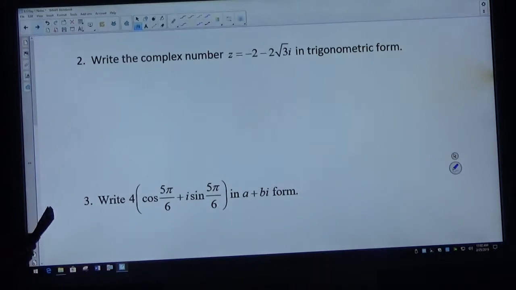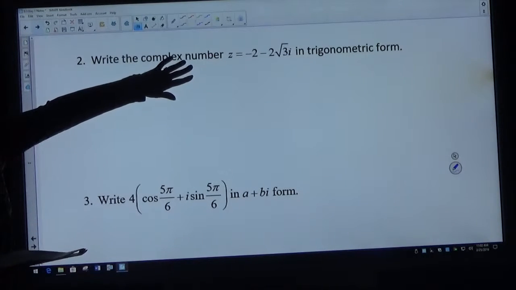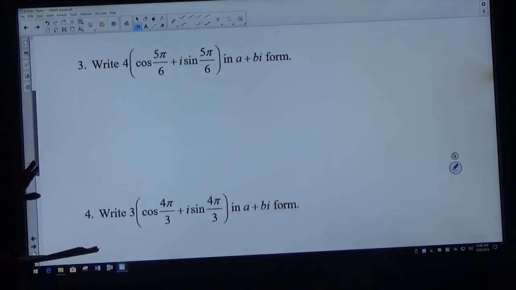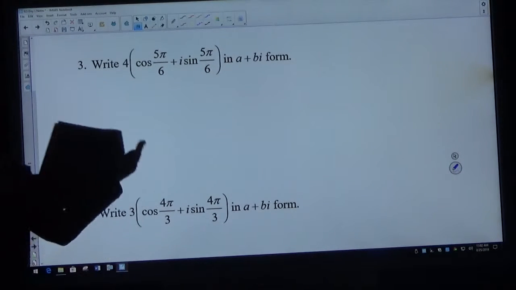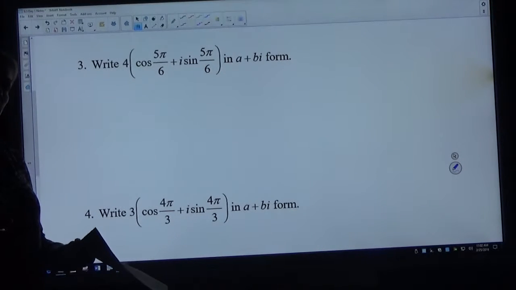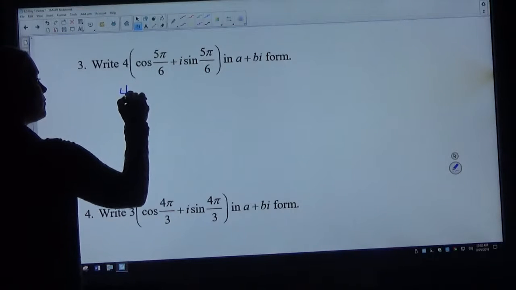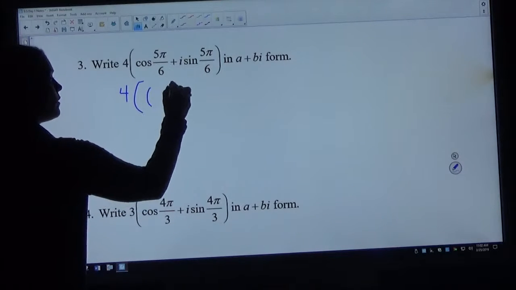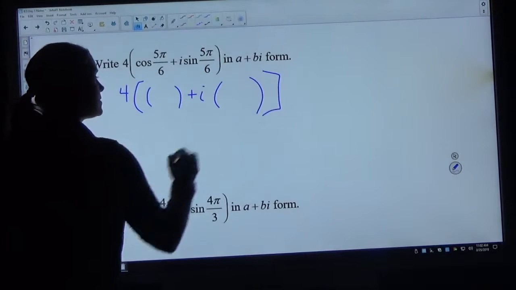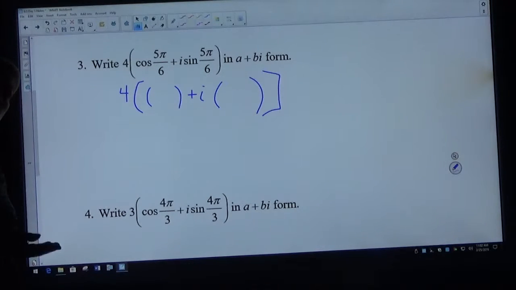All right, flip to the next page. I'm going to let you look at the way I did that in the key, and I'm going to jump down to number 3, where I'm now converting from trig back to a plus bi form. To do that, it's simply evaluating. So I'm going to do 4 times the cosine of 5 pi over 6 plus i times the sine of 5 pi over 6. These are values that we know.